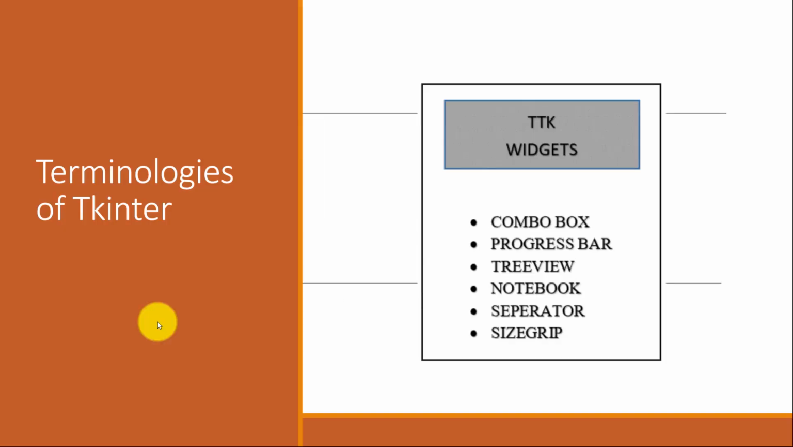Then we have TTK widgets, which is a new member to the family. So it offers combo box, progress bar, tree view, notebook, separator, size grip. So basically all these widgets are improving the user experience and they are letting the user know what is actually happening, and they are helping in displaying the data in a better way. We will discuss about all of these widgets in future sections.